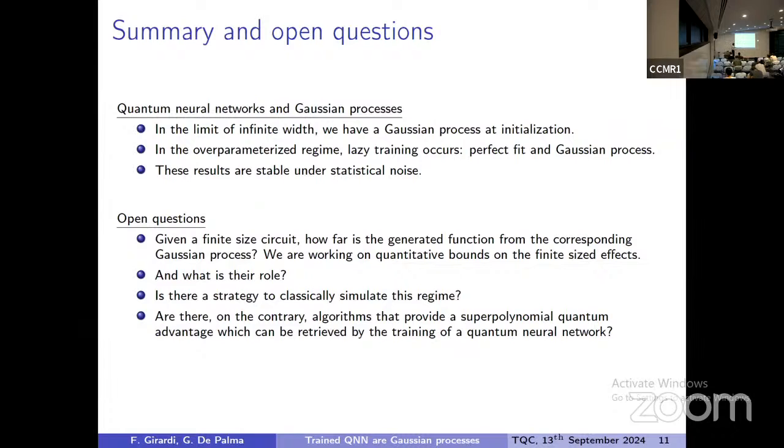A more subtle question would be to understand the role of the finite size effects, if they have some properties, if they can help training, what is their role in the generalization power of the circuit. It will be very interesting finally to understand if there is a strategy, as I said before, maybe to classically simulate in this regime where it is not known for the moment, or if on the contrary, some particular architecture, some settings, some problems are suitable to look for a super polynomial quantum advantage in terms of quantum machine learning in this setting.